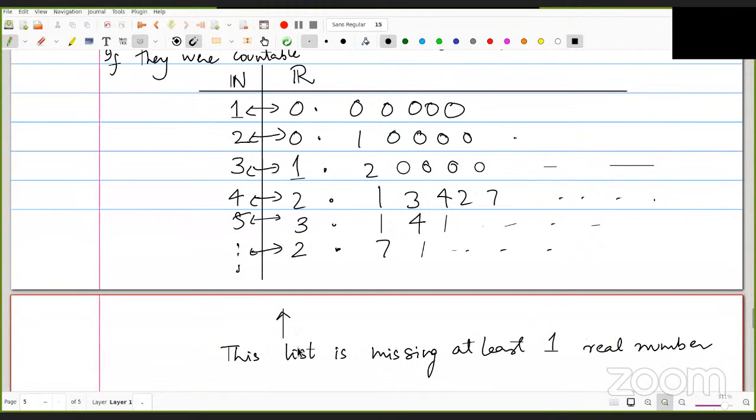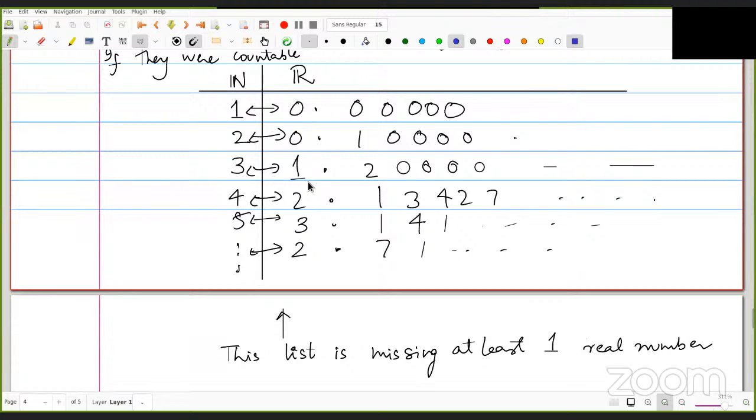Cantor's diagonalization argument. So if we look at the first digit of the first number, if it's zero, then I'll write 1. If it's a non-zero digit, I'll write 0. Okay.